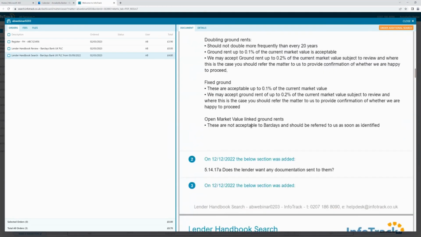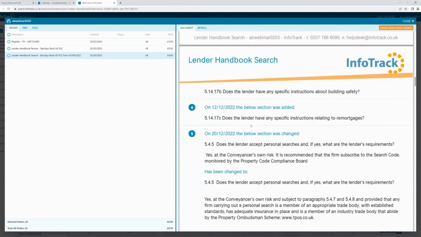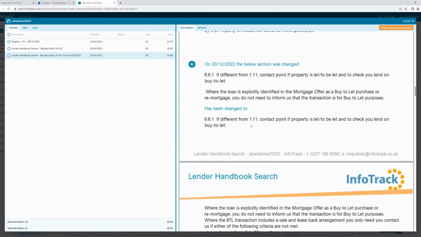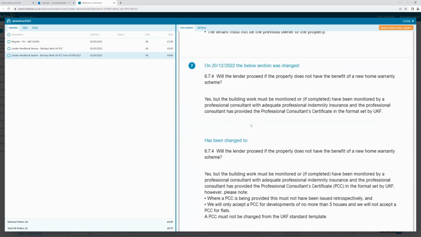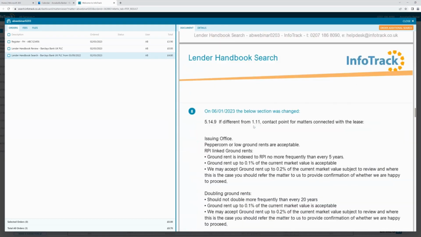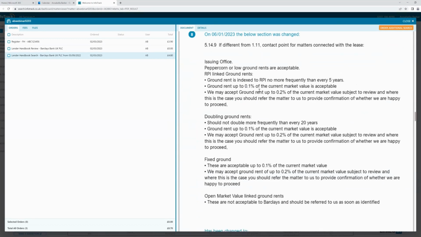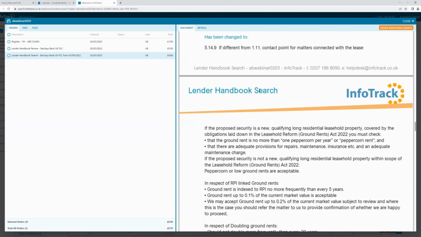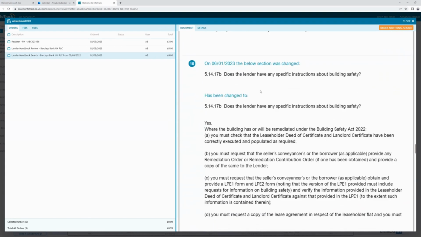And then several other changes have also been made in the last 6 months. New questions were added to Part 2 in December for the Building Safety Act. And then further information was added to multiple answers, including conditions relating to properties let at completion and new builds. And then on the 6th of January, 5.14.9 was changed again when Barclays added information relating to the Leasehold Reform Act. So on this date, 2 new questions were added, and then 6.6.1 was also changed again.